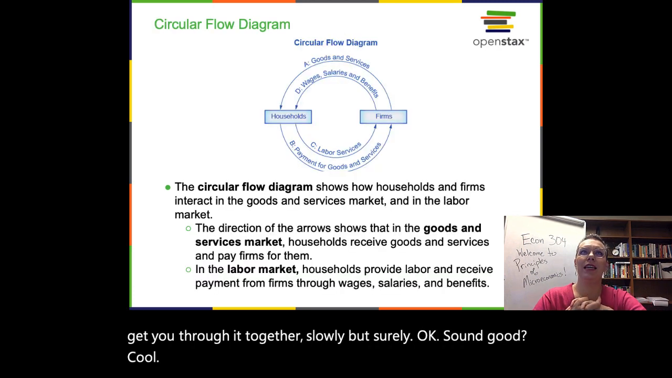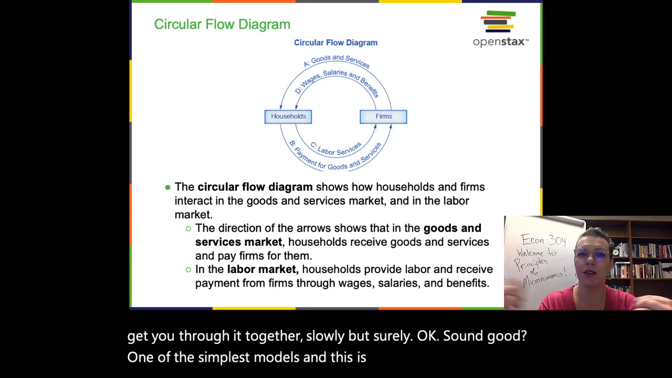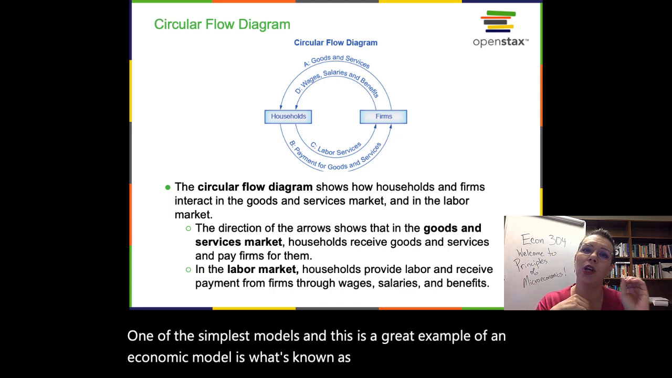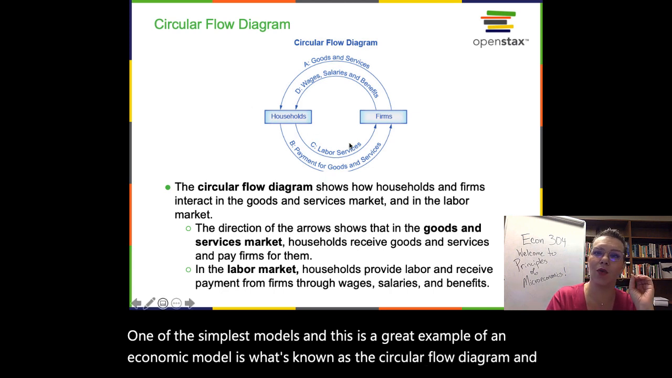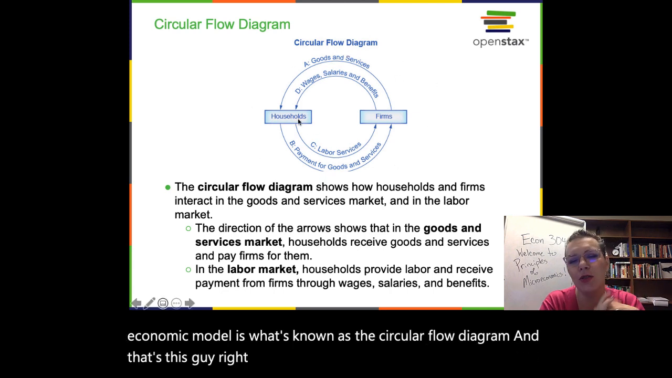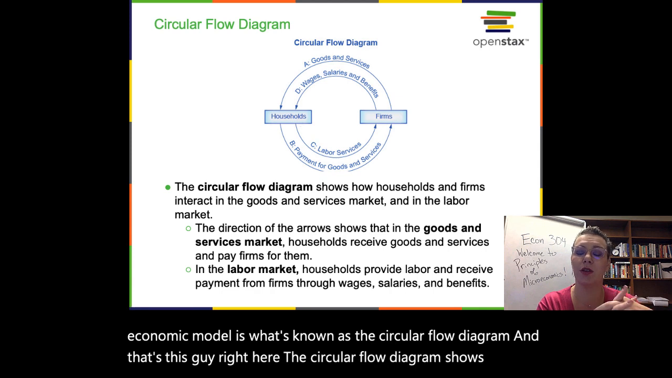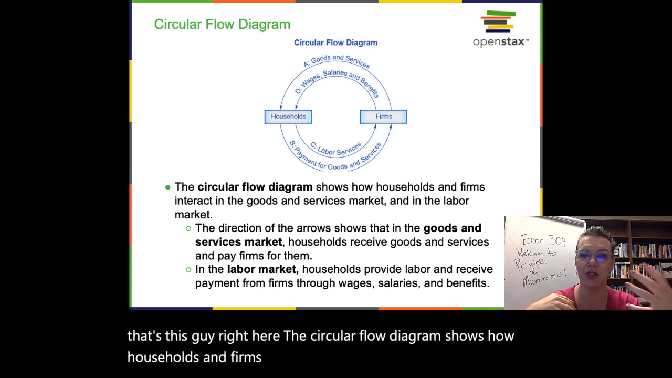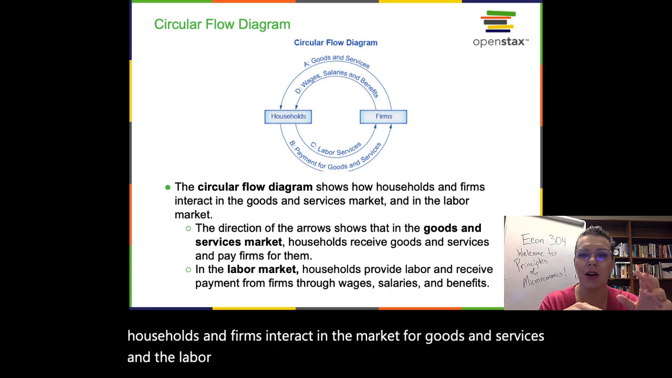One of the simplest models, and this is a great example of an economic model, is what's known as the circular flow diagram. And that's this guy right here. The circular flow diagram shows how households and firms interact in the market for goods and services and the labor market. And so what we have are some assumptions.